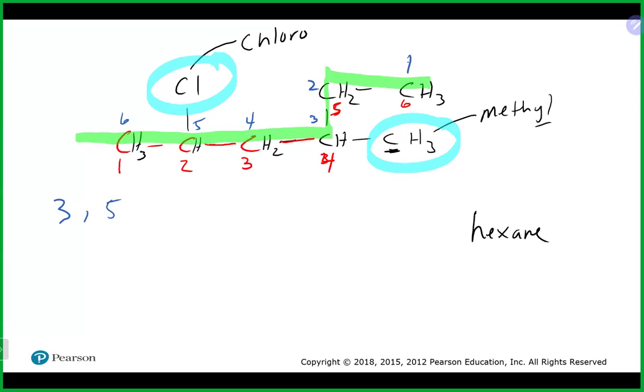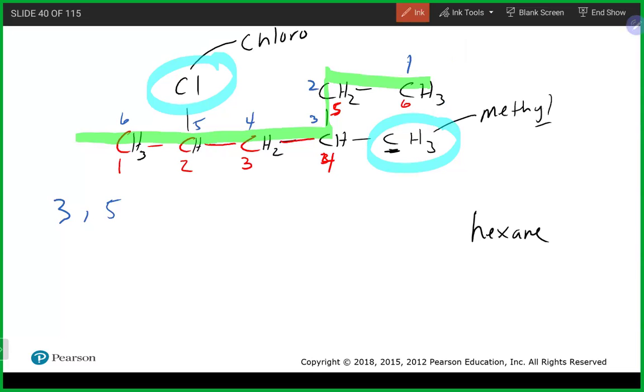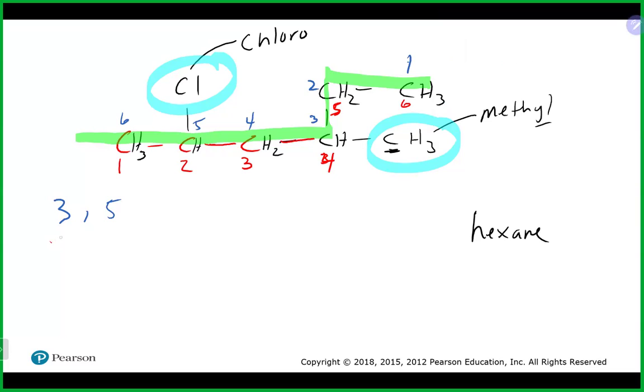Now, if I went the red direction, which is left to right, my chlorine group would actually be at carbon number 2, and my methyl group would be at carbon number 4, right? It's hanging off right there, and right here. First off, any questions on that?